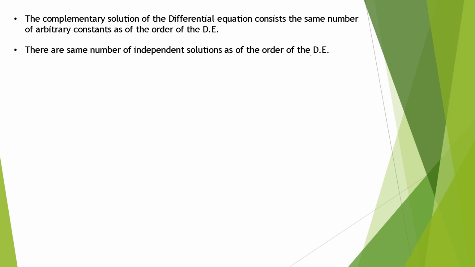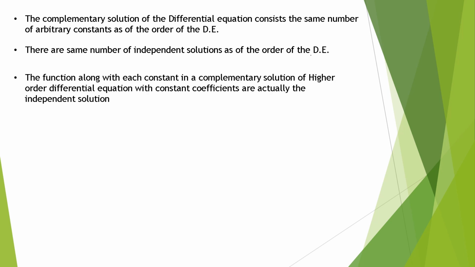So point number 3 says the functions along with each constant in the complementary solution of a higher order differential equation with constant coefficients are actually the independent solutions. For example, if we have this equation, again I am taking the same one, d square y over dx square plus y equal to 0, its complementary solution will be c1 cos x plus c2 sin x.